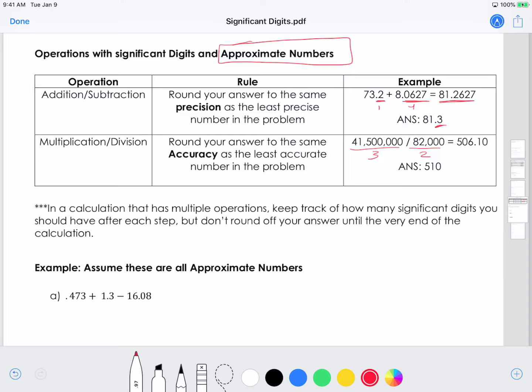So when I take on my calculator 41,500,000 and divide by 82,000, that gives me 506.10. And so I want to make sure I round it to 2 significant figures. Because this is multiplication and division, I'm focused on the accuracy rather than the precision. And if you have a calculation that has multiple operations in it, you want to make sure you keep track of how many significant digits you do after each step, and wait till the very end to round. So you follow the steps and the rules for each operation, and then you round at the end.